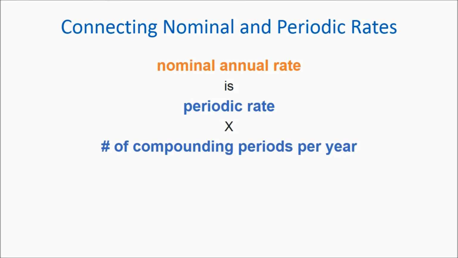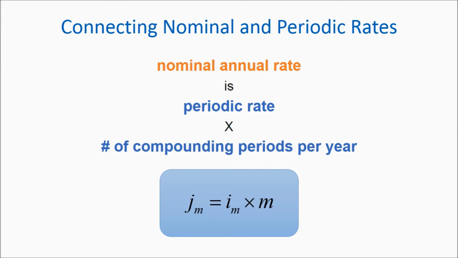You can also go the other way. If you know the periodic rate Im, you can multiply it by the number of compounding periods m to get nominal rate Jm. So for example, J4 equals I4 times 4, J2 equals I2 times 2, and so on. Let's look at some examples of this reverse formula.